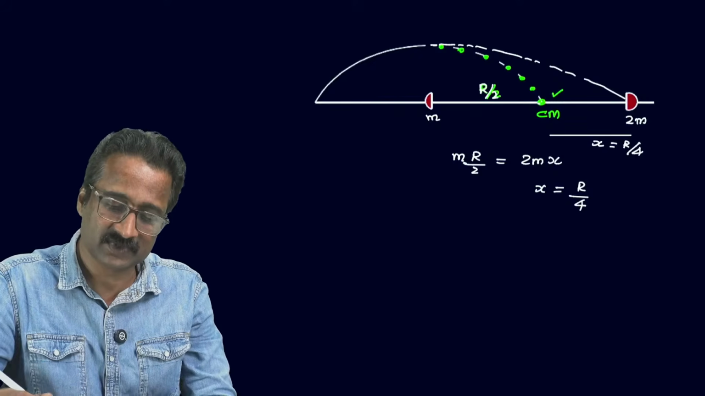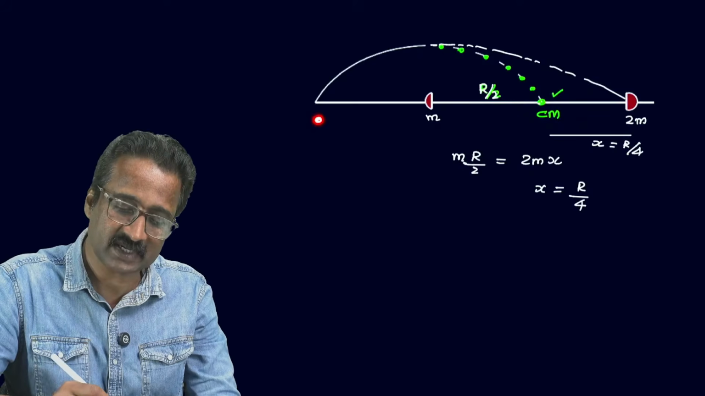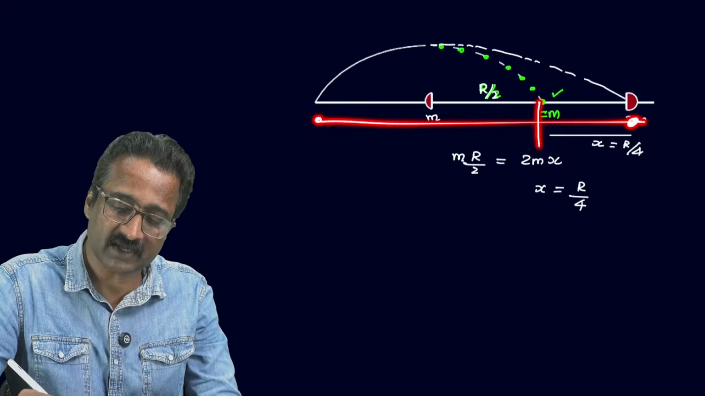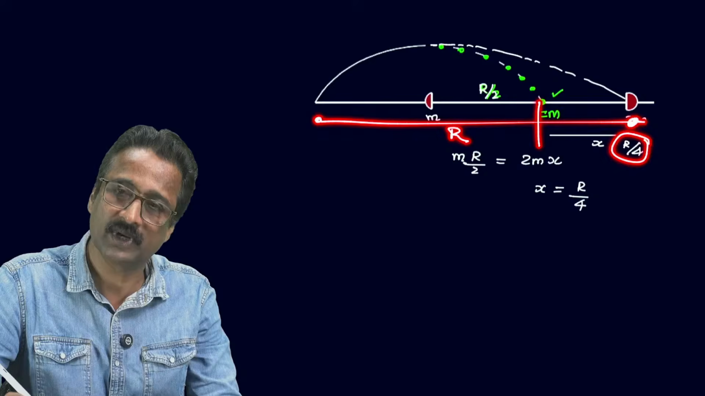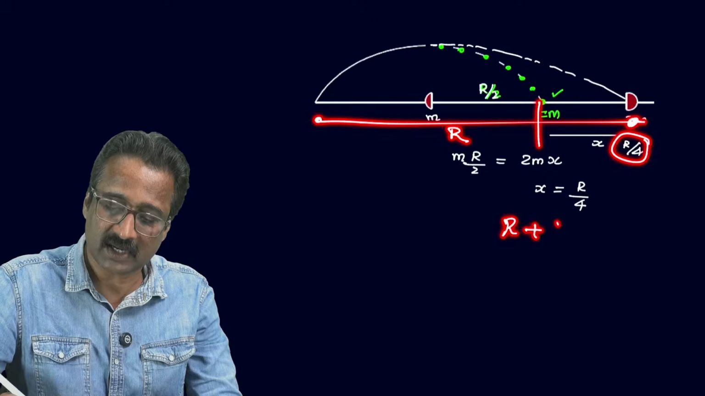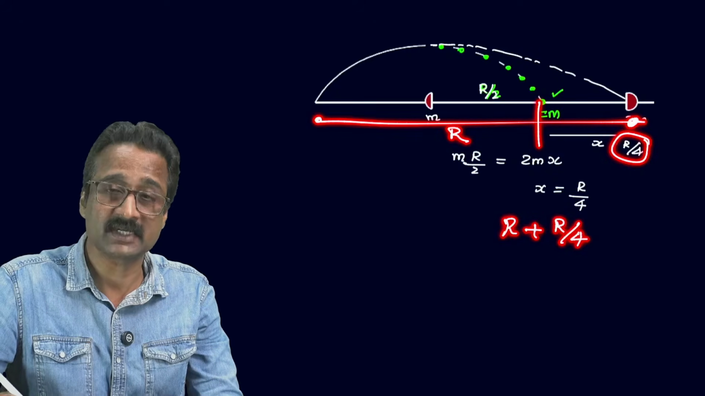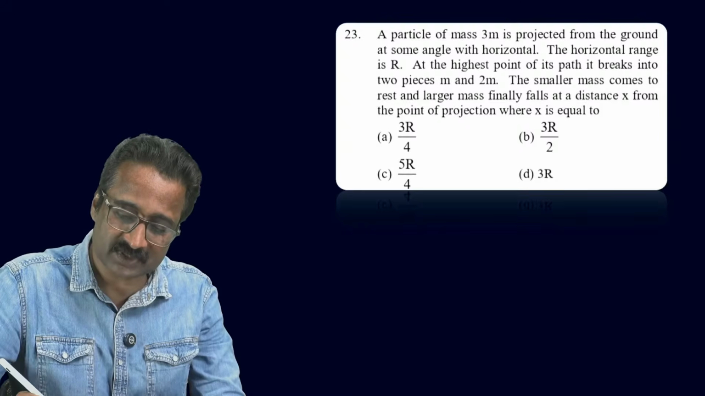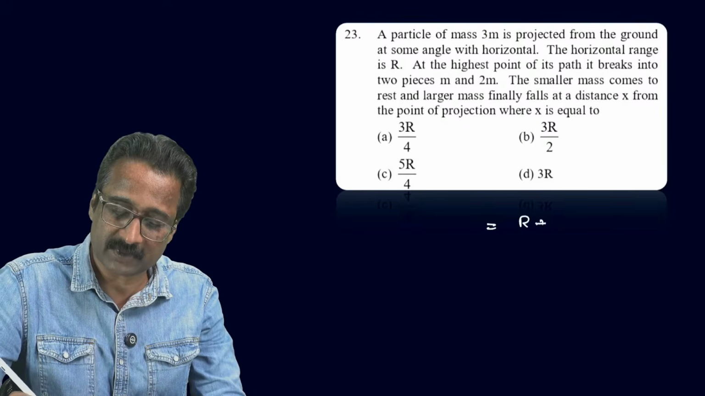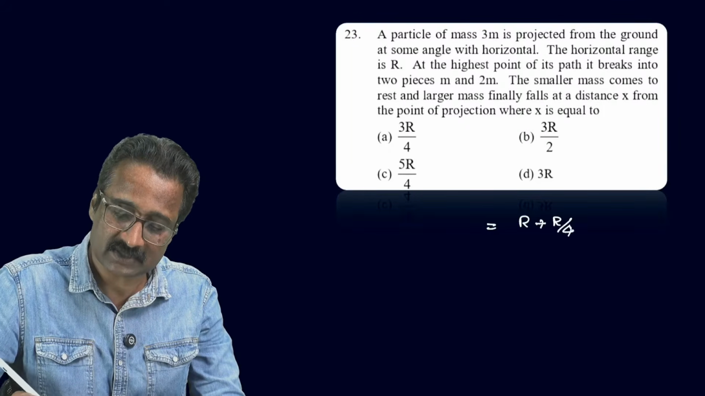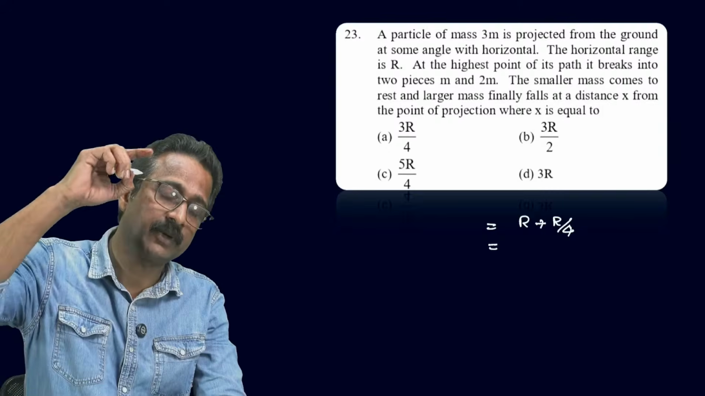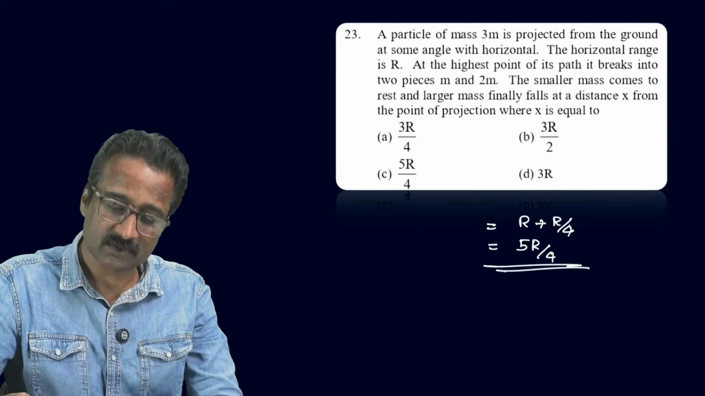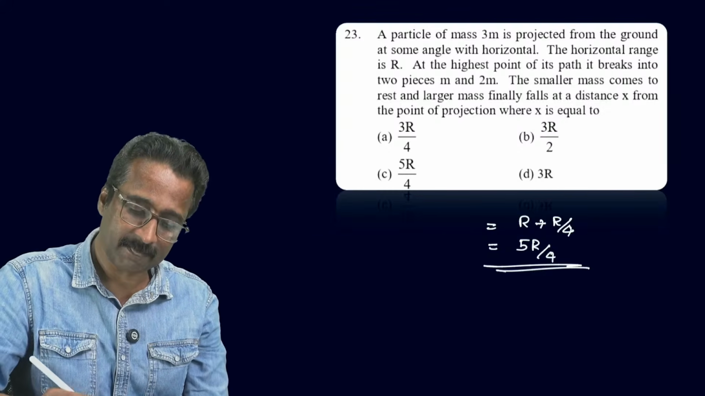But I think we must visit the question again and see what's the distance they're asking. This distance is what was asked. Up to here there is r, and then one more r by 4. So total distance is going to be r plus r by 4, because they're asking you the distance to the object from the starting point. R plus r by 4 is 5r divided by 4. So 5r by 4, your option is C.